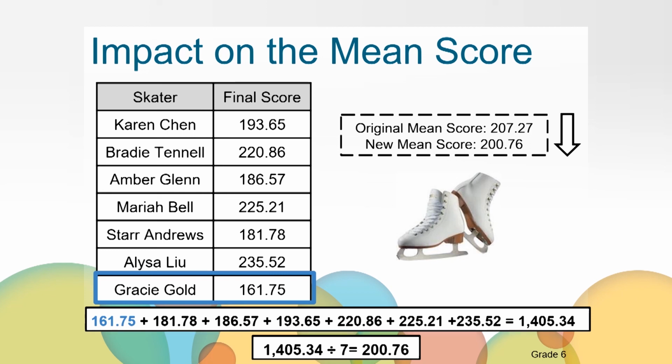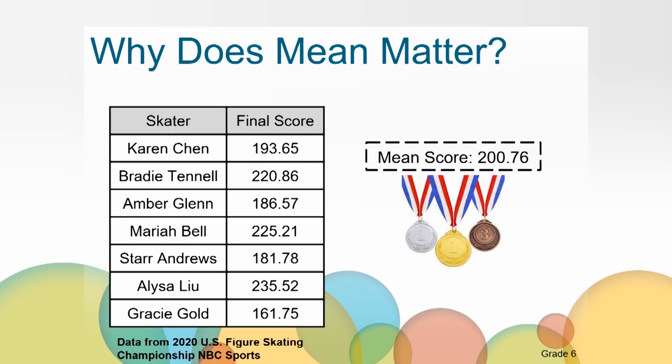Athletes are always competing to be the best. If I'm a figure skater, knowing the mean or arithmetic average score will help me understand where I stand in relation to my competitors. It also helps me to set goals for the future. If my score was 190.5 and I fell below the mean, I might make a goal to earn 201 or above next time.